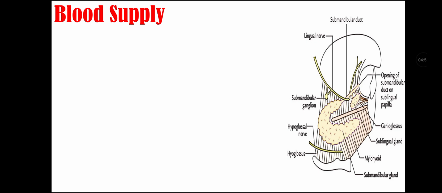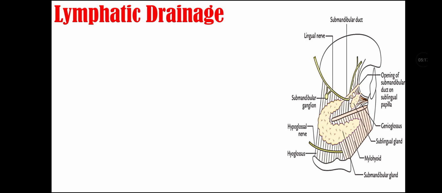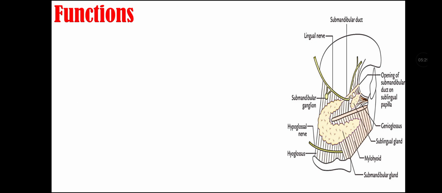Talking about the blood supply of the submandibular gland, it has arterial supply and venous drainage. Arterial supply is by the facial and lingual arteries that are branches of the external carotid artery, while venous drainage is by the corresponding veins that drain into the facial vein. Talking about lymphatic drainage, the submandibular gland drains mainly into the submandibular lymph nodes and then to the deep cervical lymph nodes.